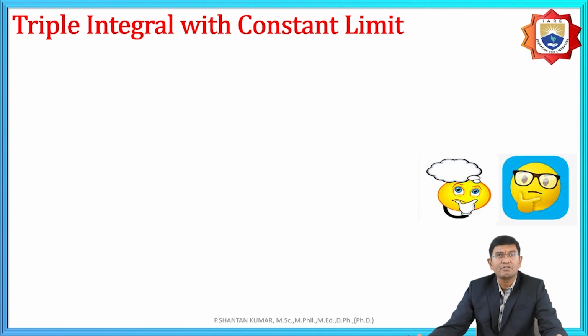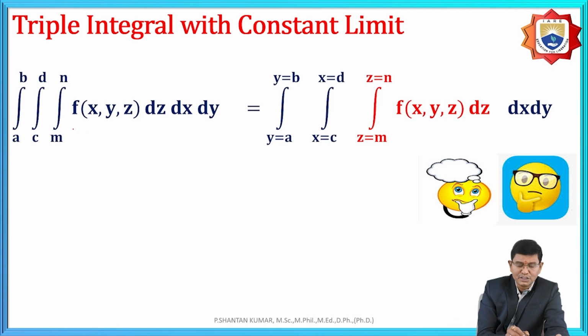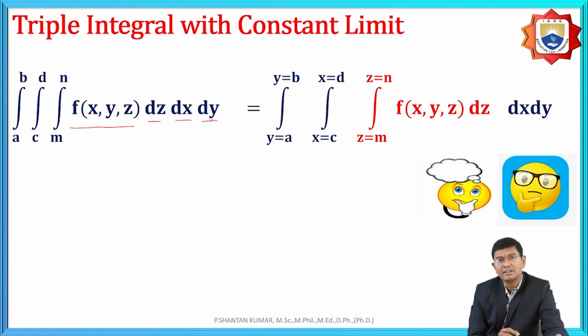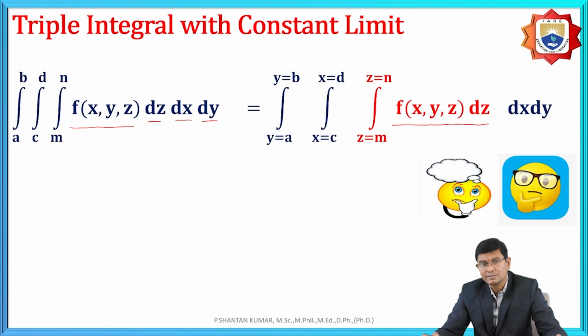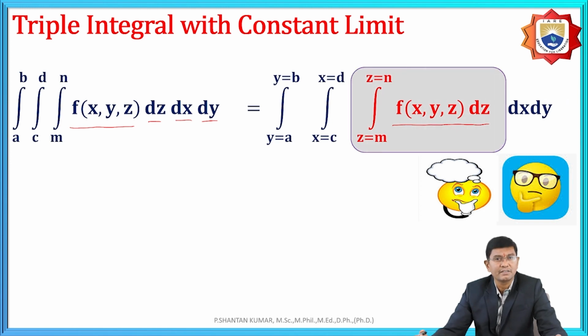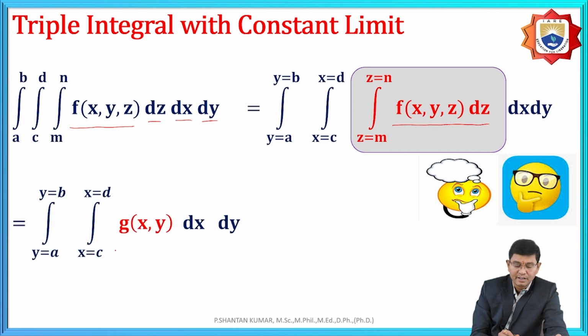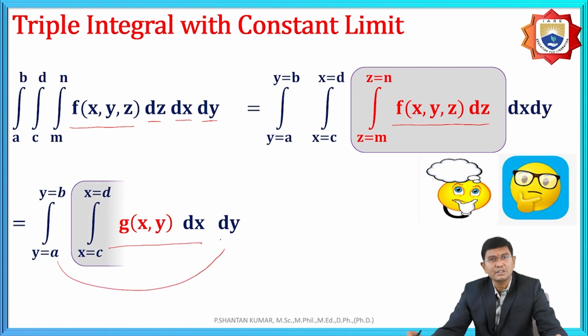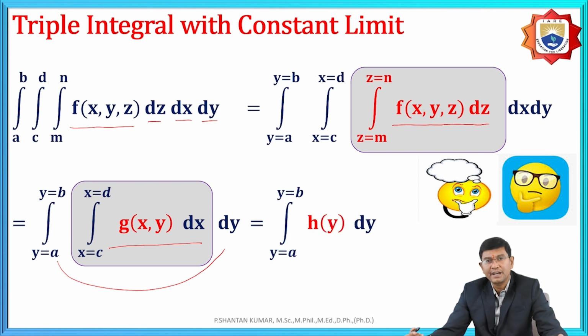For example, here the function is f of x comma y comma z, dz dx dy. Then the meaning here also is: first integrate with respect to z, where the inner limits are m to n. We need to integrate with respect to z. After getting this value, again we need to replace, next with respect to dx and after that with respect to y. That is the meaning here. Clearly we understood how to find the solutions under the triple integration when the limits are constant limits.